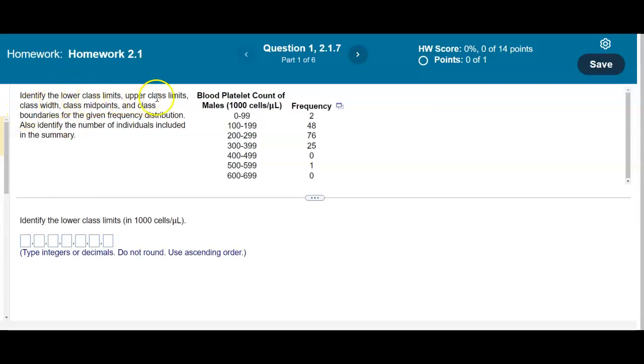Identify the lower class limits, upper class limits, class width, class midpoints, and class boundaries for the given frequency distribution, and also identify the number of individuals included in the summary.